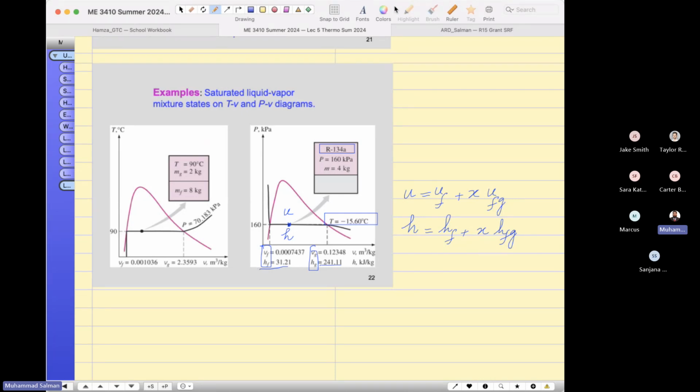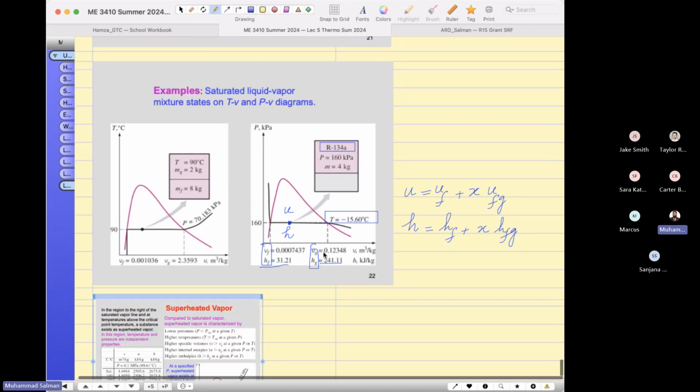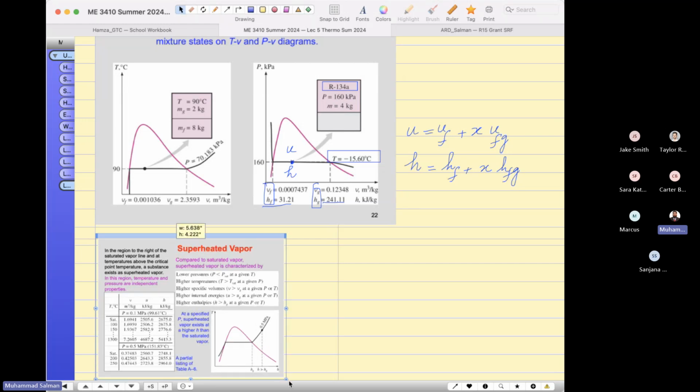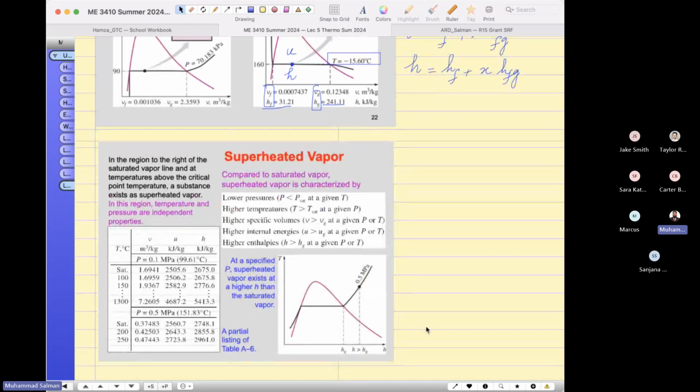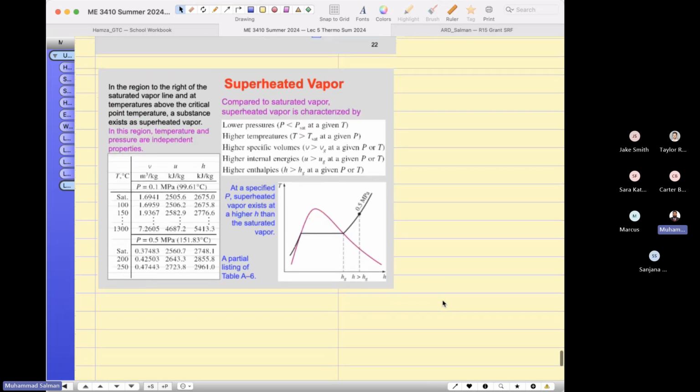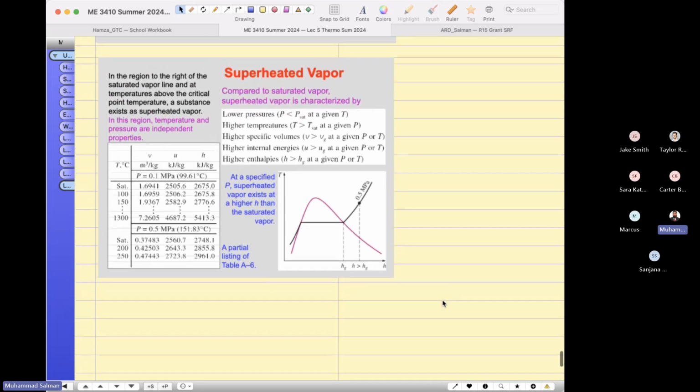Please type in yes if you understood this liquid vapor mixture region. Taylor says yes. Carter says yes. Sarah says yes. Good job, guys. I'm glad that you have understood the concept. It's not difficult, but this is important for our problem solving skills.